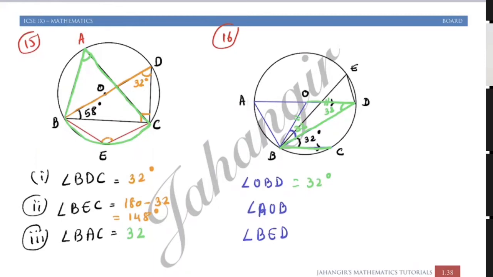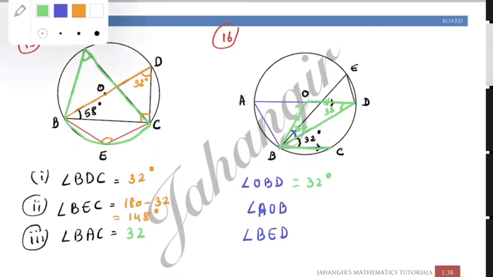Sir, why are the two sides equal? OD and OB are the radii of the same circle. Any line from the center to the circle is a radius. Is this part clear? Yes. Now we want AOB.